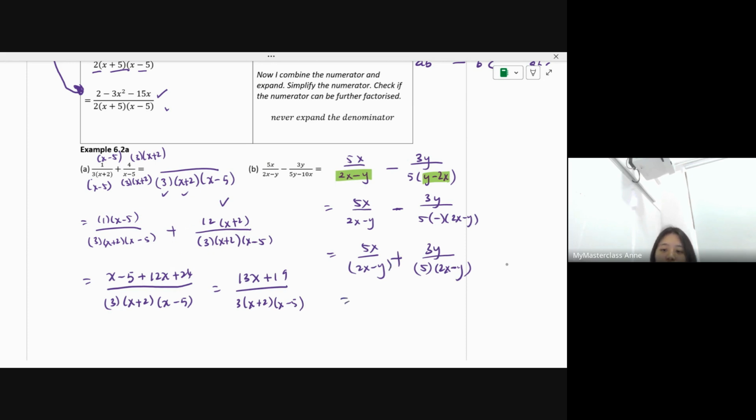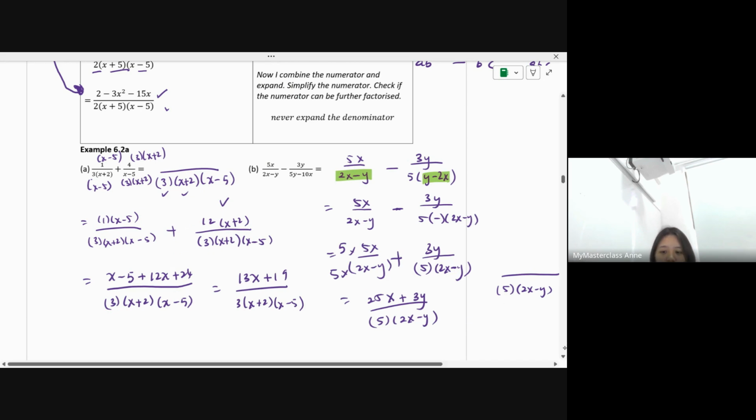So what do I need to do? Realize the common denominator. The final answer should have the denominator 5 times 2x minus y. Both terms already have 2x minus y, but the first one needs to be multiplied by 5. So this is my final answer.